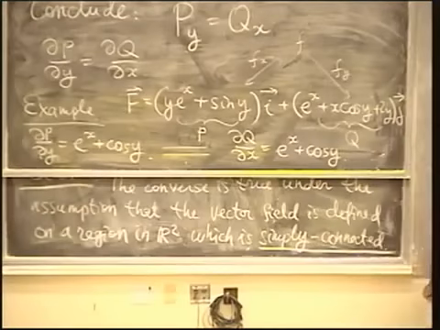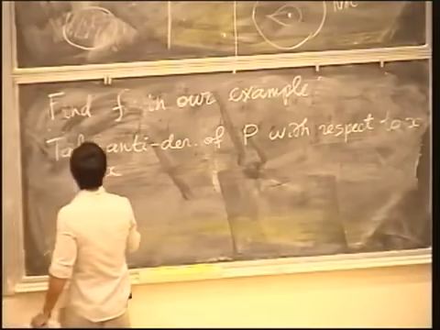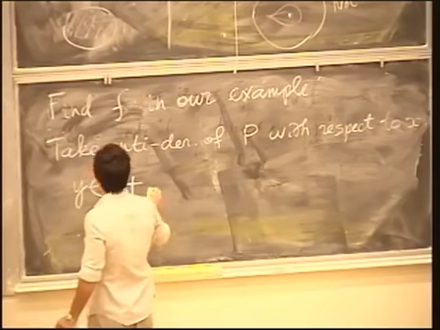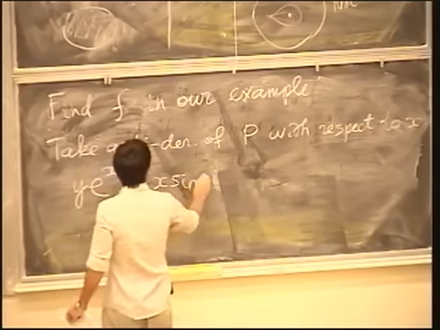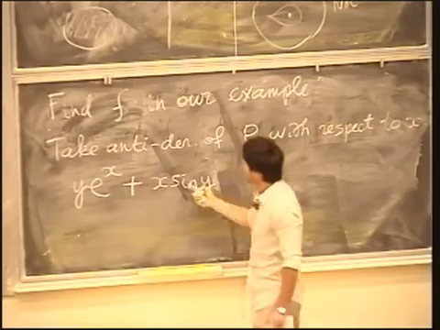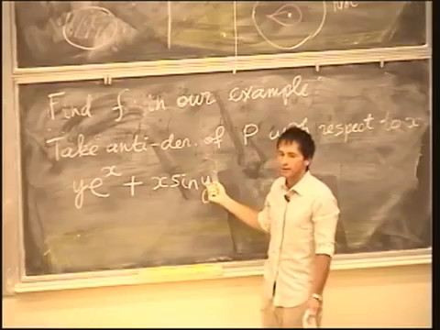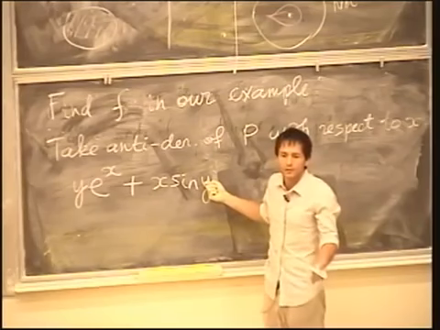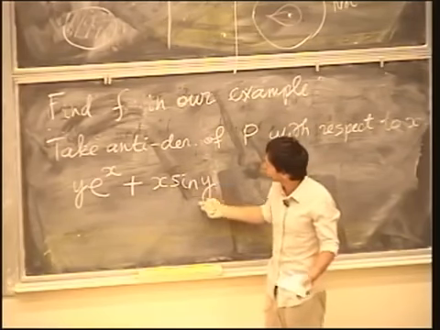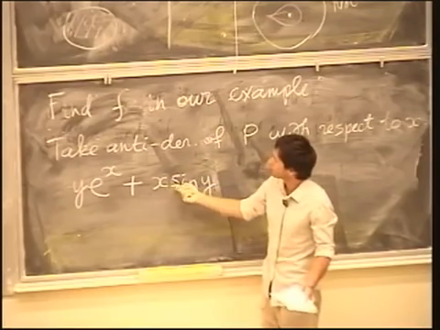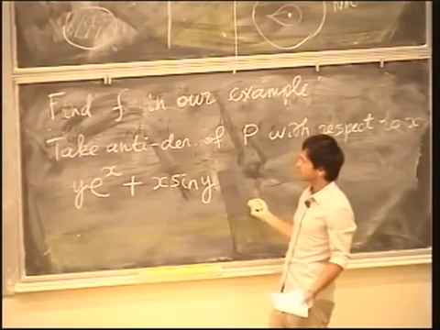So when we take the antiderivative, we get y e to the x plus x sine y. Don't be surprised that you get x sine y, because even though it's a sine of y, it's now treated as a constant. So this is treated for all intents and purposes as a constant with respect to x. So we just put an x in front. That's what gives us the antiderivative.